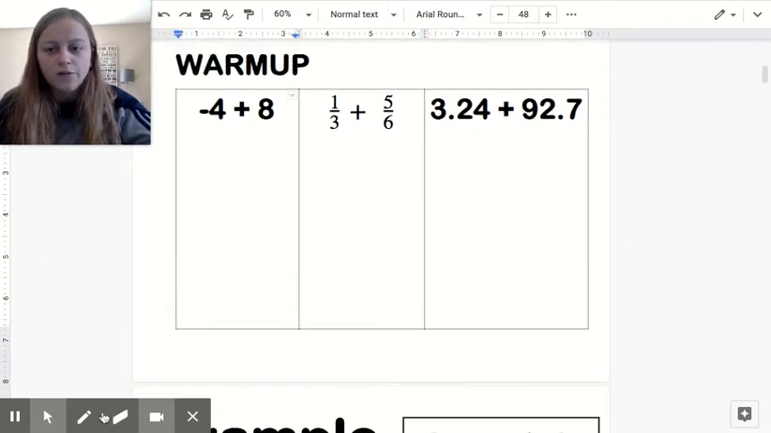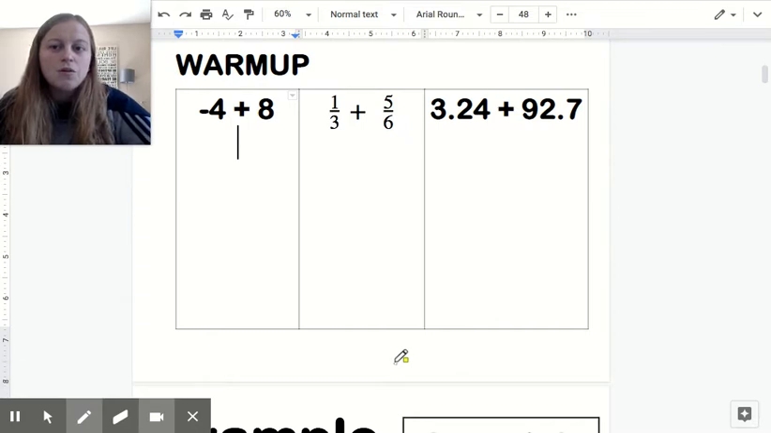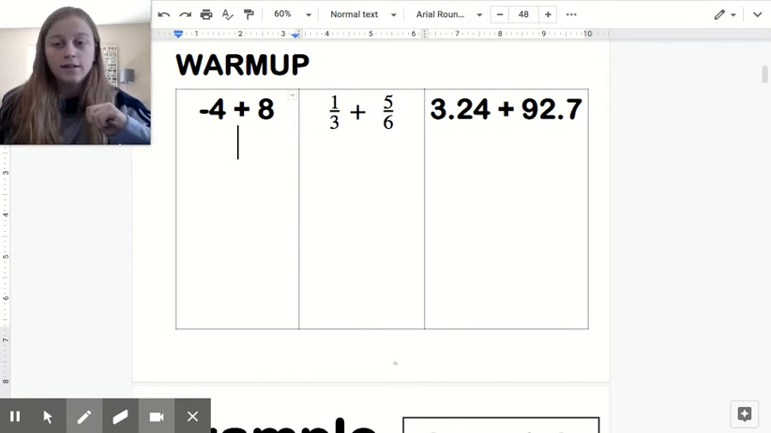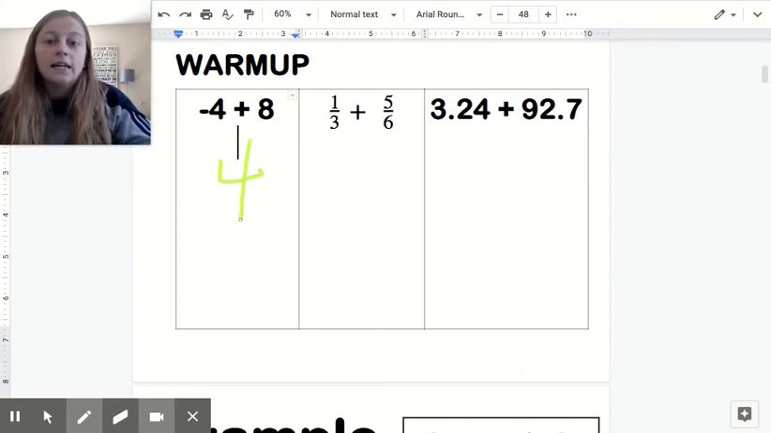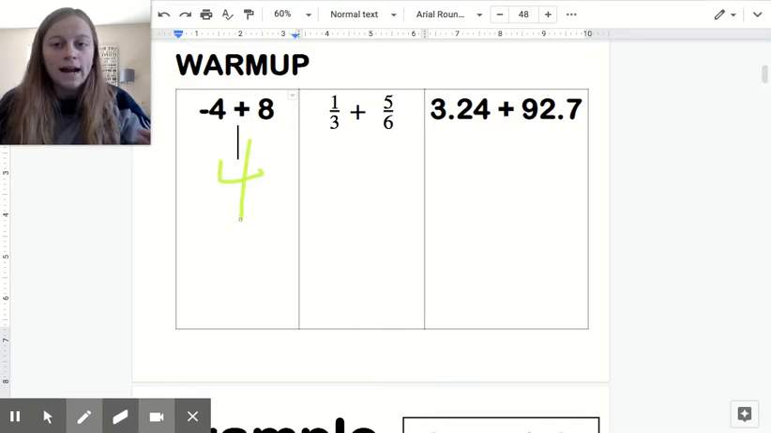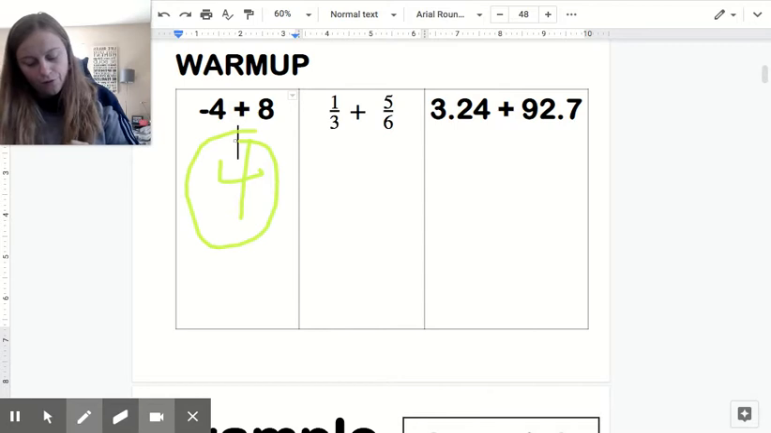So first we have -4 plus 8. Remember that when we have adding rules, our rule is same signs add and keep, different signs we subtract. So we have different signs here. We're actually going to subtract the digits 8 and 4. So the difference of 8 and 4 is really 4. Then it says keep the sign of the higher number. So when I look at 4 and 8, 8 is a higher number, so we're going to make this a positive 4.